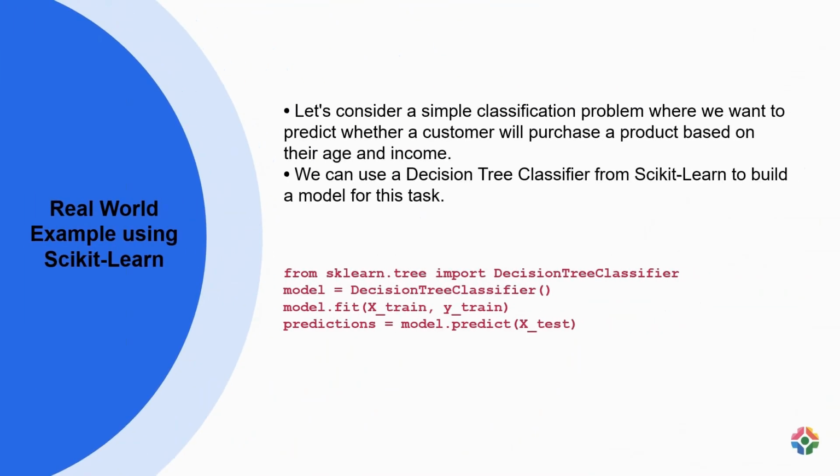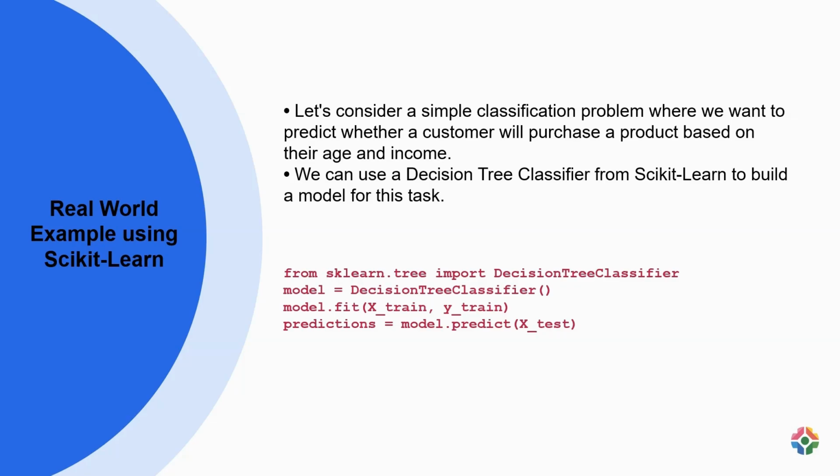In the provided example, a decision tree classifier from Scikit-Learn is utilized to predict customer purchases based on age and income data. The model is trained using X-train and Y-train datasets, representing input features and target labels respectively. Following this, the trained model is used to predict outcomes on unseen data, X-test.